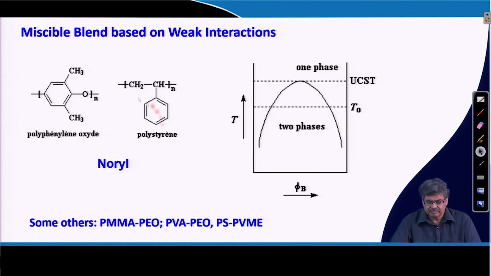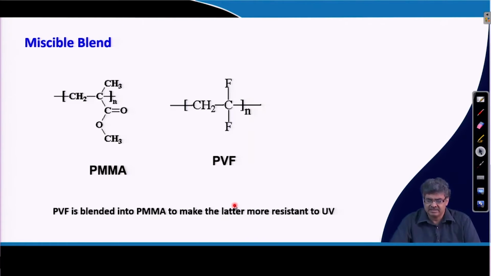scenario. Some examples of miscible blends with weak interactions are the blend of polyphenylene oxide and polystyrene. Commercially it is sold under the name Noryl, and other examples are PMA, PMMA, PEO, PBO, PBA, PO, PS, PB, ME. These are examples of miscible blends having weak interactions.